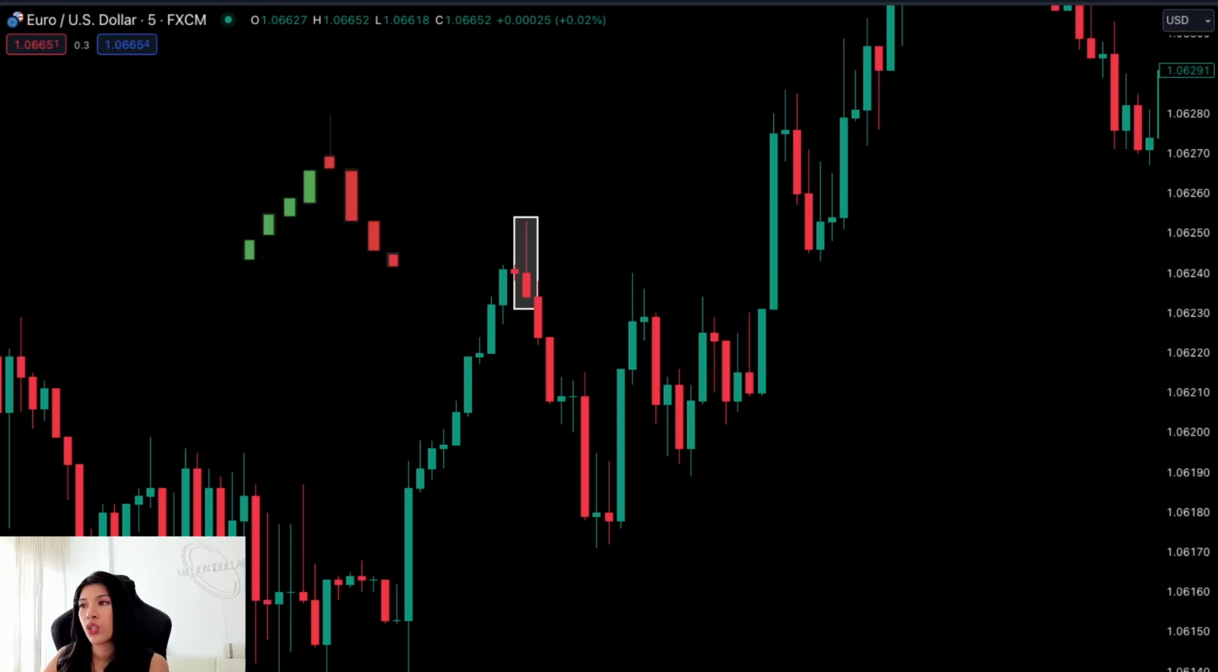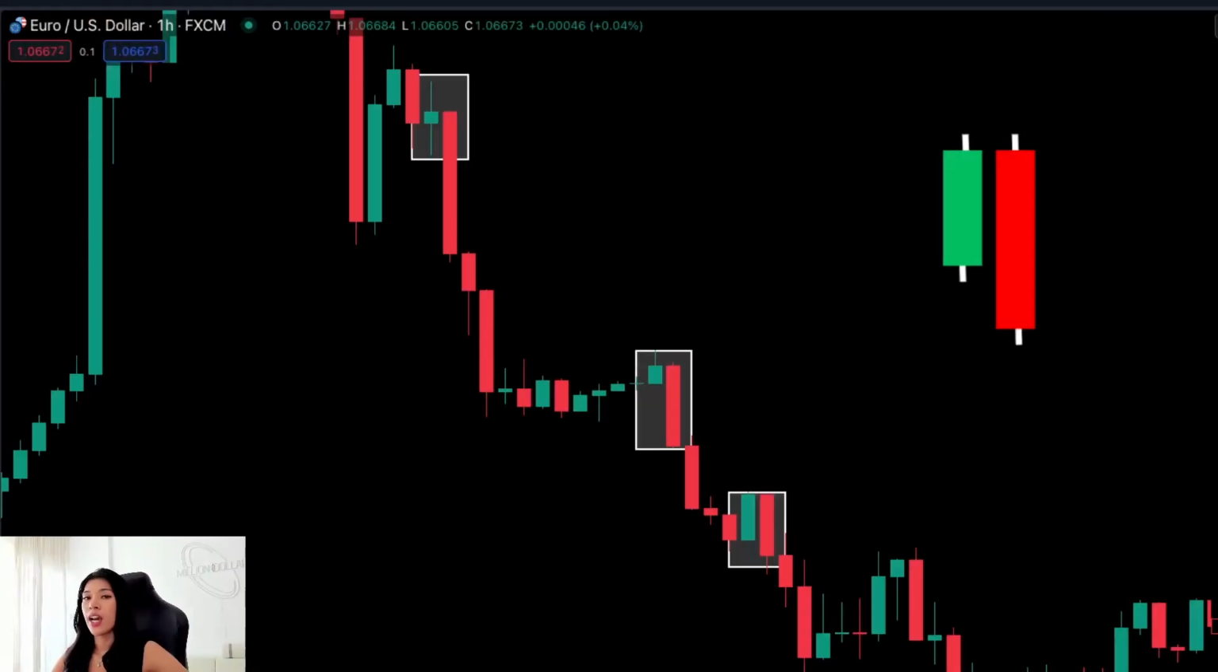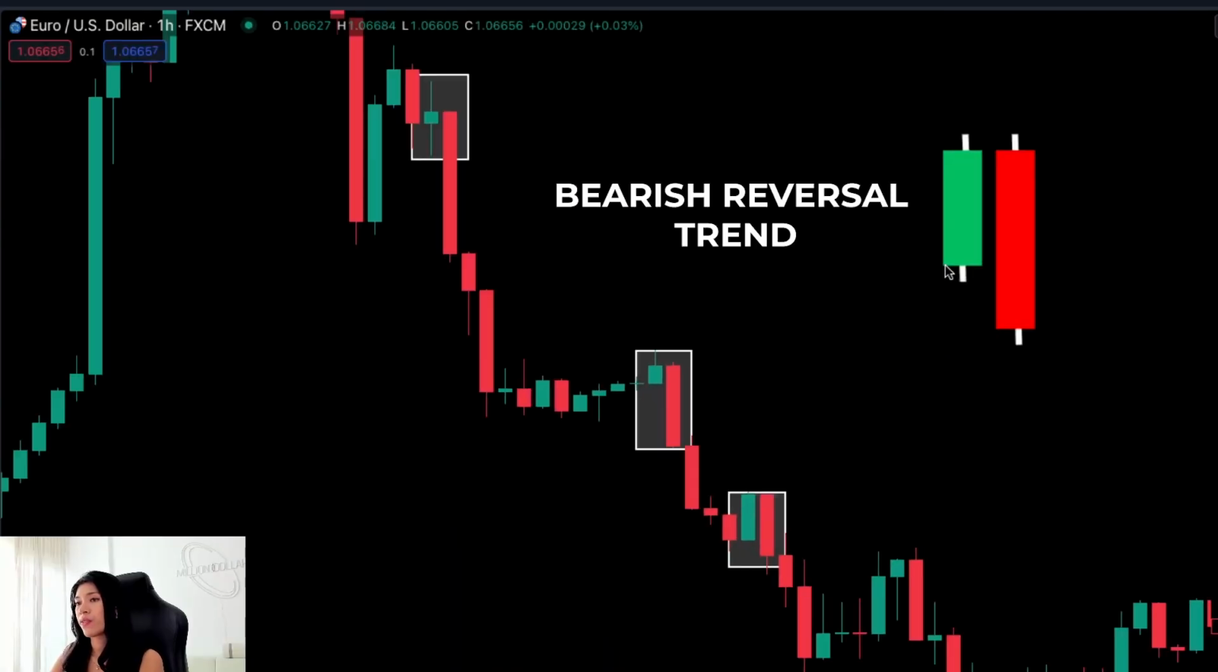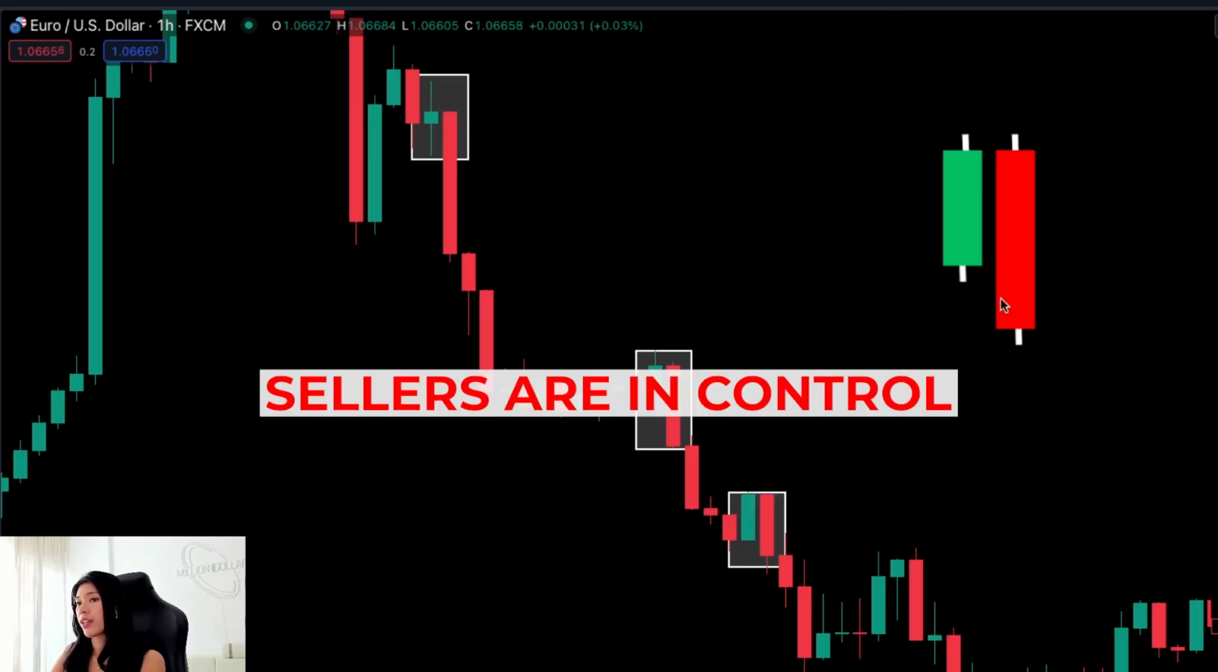Now let's take a look at bearish engulfing. The last one is the bearish engulfing candlestick. The red candlestick here has engulfed the previous candlestick, meaning the body of the red candlestick covers the body of the green candlestick. It indicates a bearish reversal trend, which means sellers are in control.